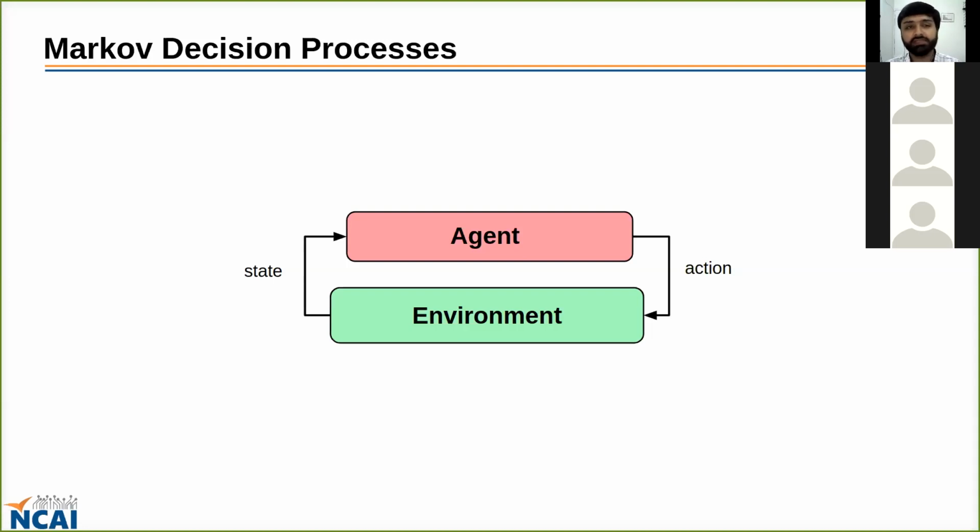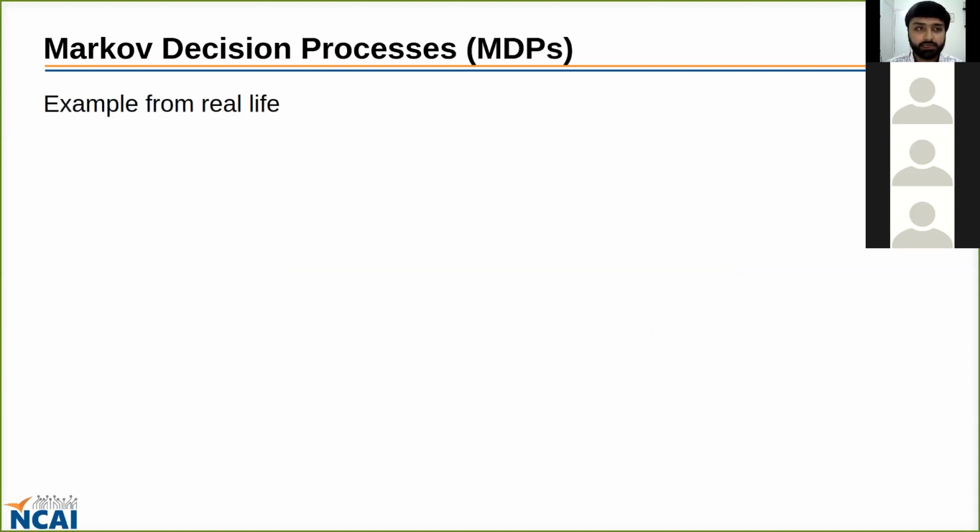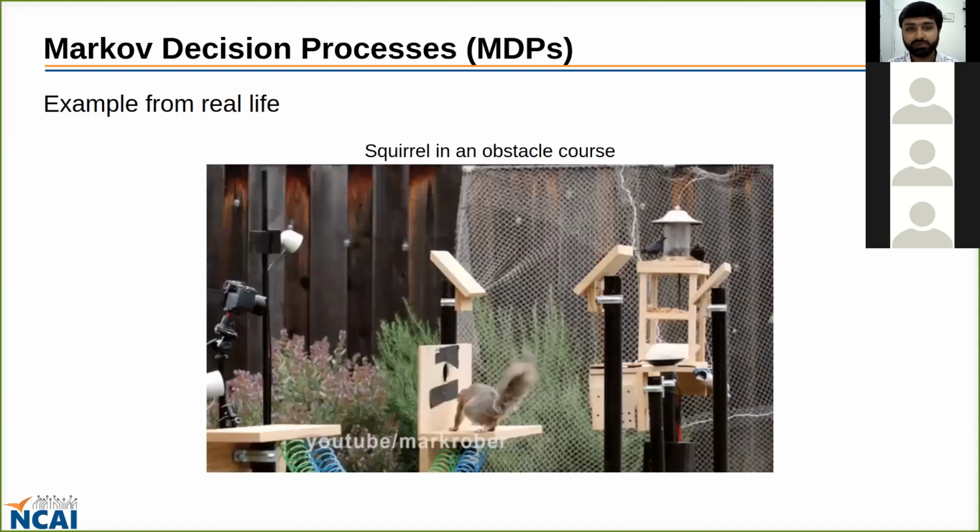Agent interacting with the environment, observing states as it takes actions. Now to get a bit more comfortable with this concept, let's see a real world example of a squirrel in an obstacle course.